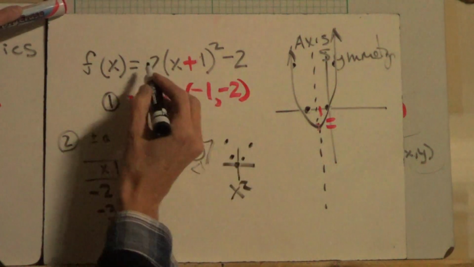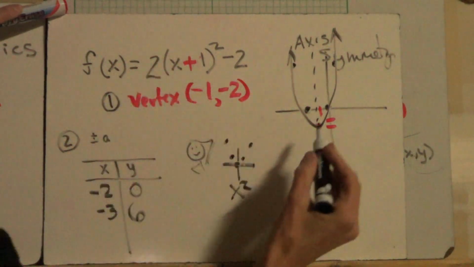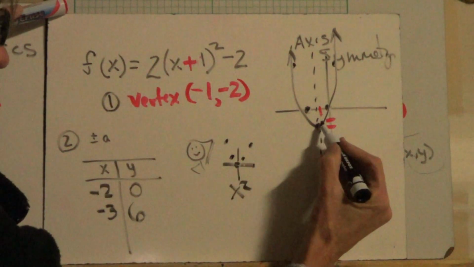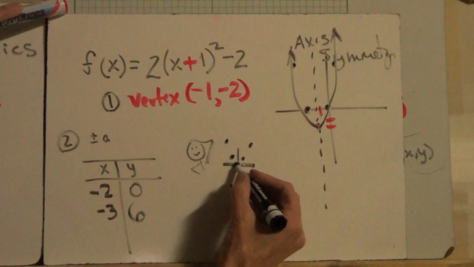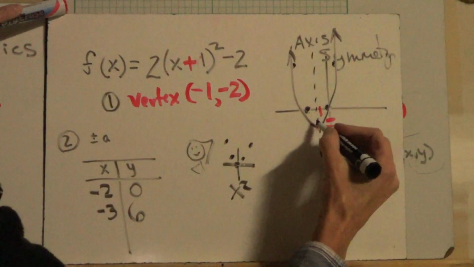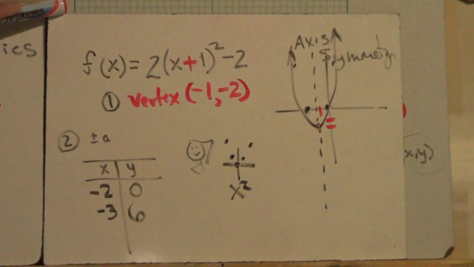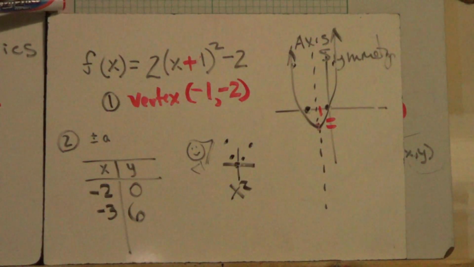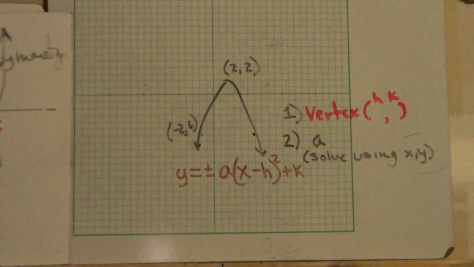All you need to do if you've got a 2 in front is, when you go over 1, go up 2. So from this point, I just go over 1, up 2, and I'm at the 0. I go over 2 and up 4, I multiply that 4 by 2, so I go over 2 and up 8, and I end up right there at 6. So you can do that either way. Just be able to explain to me when I'm watching you which way you're doing it.